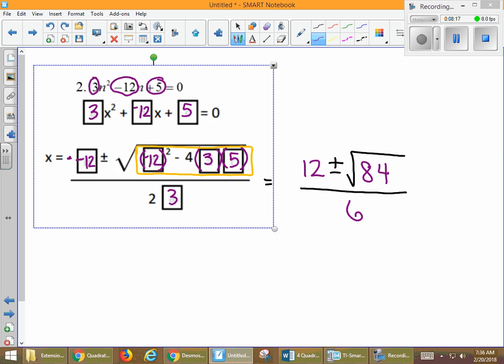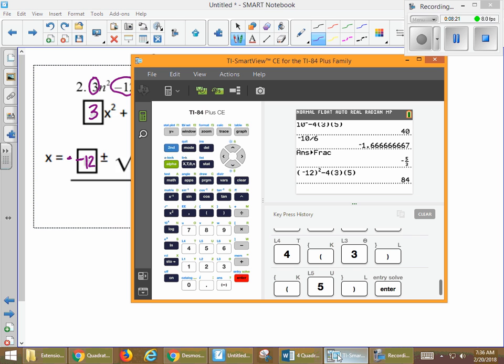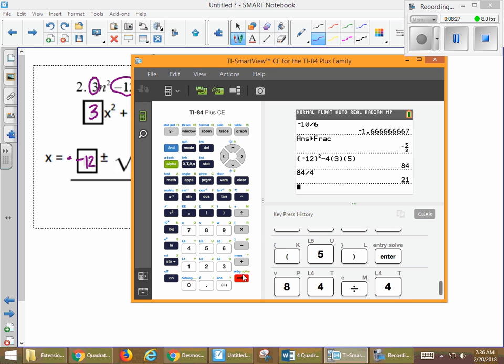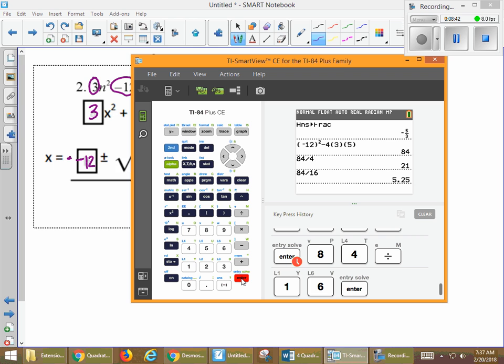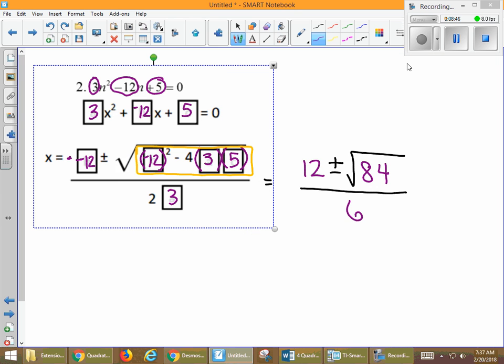And now we're going to work with that 84 and see what's the biggest perfect square that will go into it. So for 84, I'm going to start by dividing by 4. 84 divided by 4 is 21. Okay, so let's try another perfect square. I'm not going to try 9, but since 4 worked, I'm going to try 16. 84 divided by 16 doesn't work. So I think 4 and 21 is going to do it.